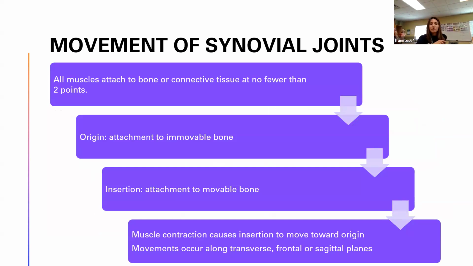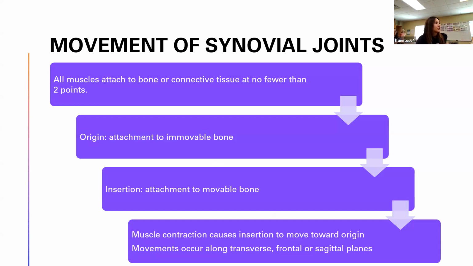Okay, so movement of synovial joints. All muscles attach to bone or connective tissue at no fewer than two points. There's one specific bone that does not form a joint. What bone is that? Hyoid, yeah. So the hyoid is the one bone that doesn't articulate with another bone, so there's no joint there.